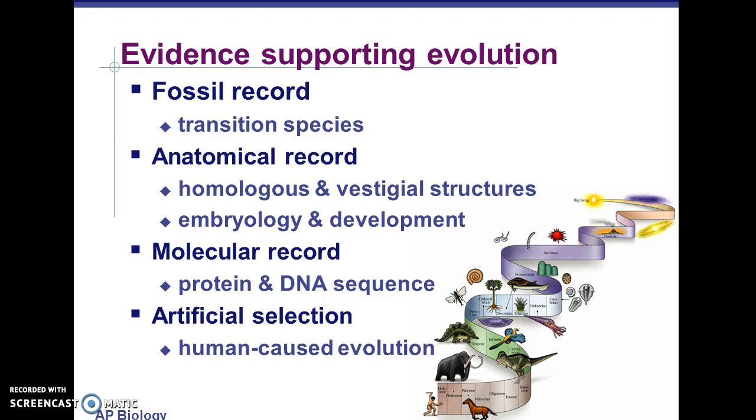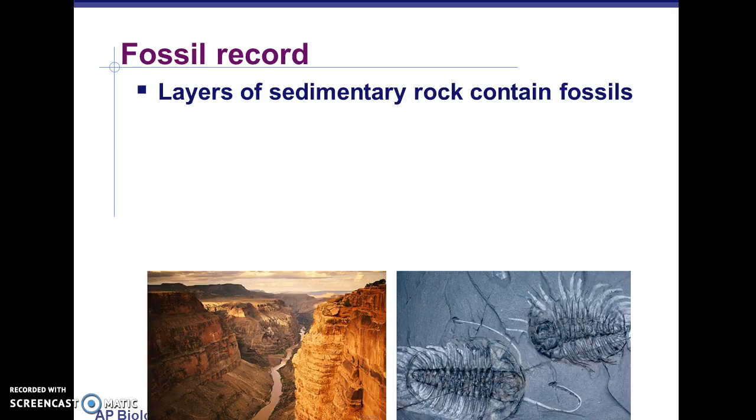There's a lot of evidence out there. One piece of evidence is much stronger than others, and we'll talk about that, and we have talked about it significantly. We have the fossil records, which show us transition species between, we'll use an example, modern whales and an organism that used to live on land. We have the anatomical record, which is homologous and vestigial structures, which we'll get into in just a minute, embryology and development. There's the molecular record, which is protein and DNA sequence, and today this is probably the strongest evidence that organisms have evolved and are related. And then we have artificial selection. And we'll go through and talk about all these.